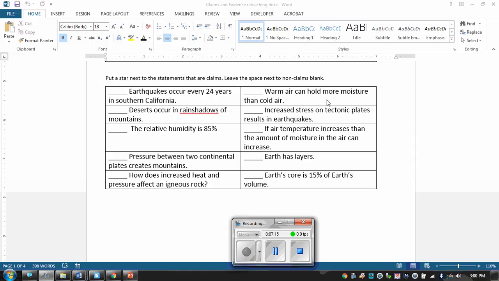Warm air can hold more moisture than cold air. That is a claim. Increased stress on tectonic plates results in earthquakes. This is a claim. If air pressure increases, then the amount of moisture in the air can increase. Also a claim. That's also a claim. Earth has layers. This is a claim. Earth's core is 15% of Earth's volume. This is not a claim because it's a specific number.